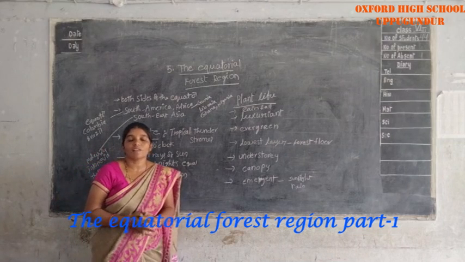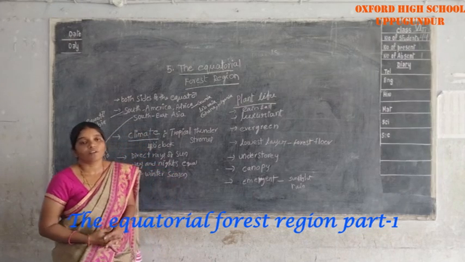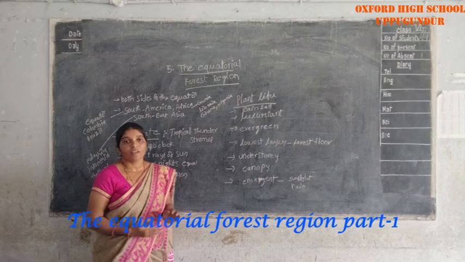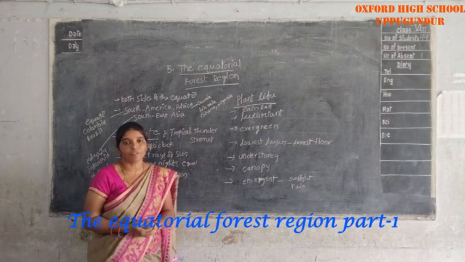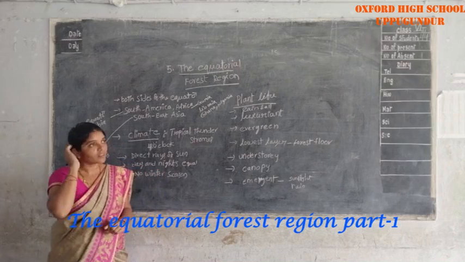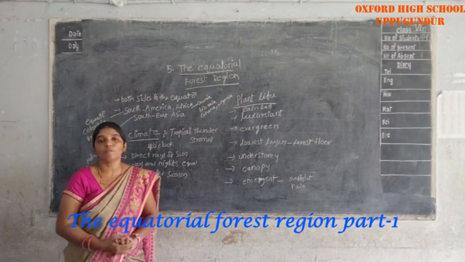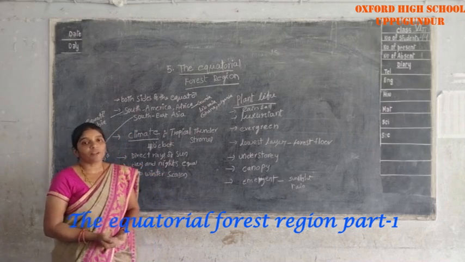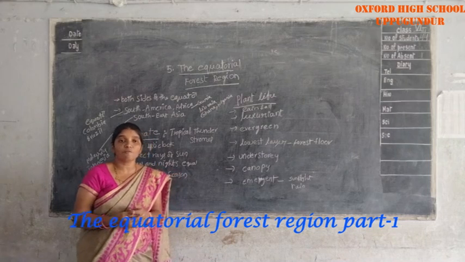In the previous class, we completed 4 lessons. In this class, we start the 5th lesson. What's that? The equatorial forest region. Where is the place located? Where do we find the equatorial forest region?